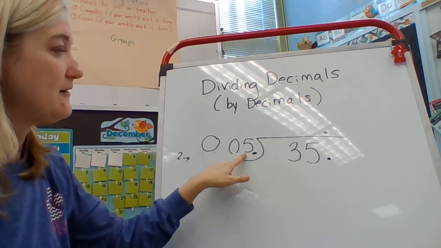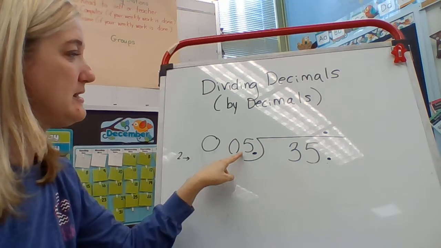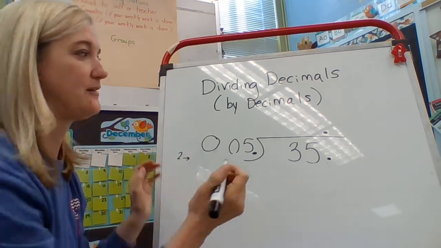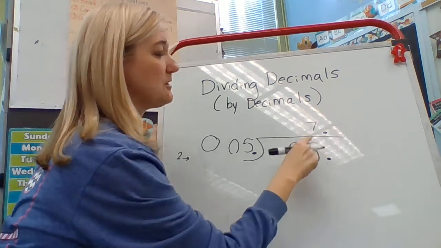So now I'm dividing 5 into 35. How many times can 5 go into 35? 5, 10, 15, 20, 25, 30, 35. 7 times. It goes above the 35.